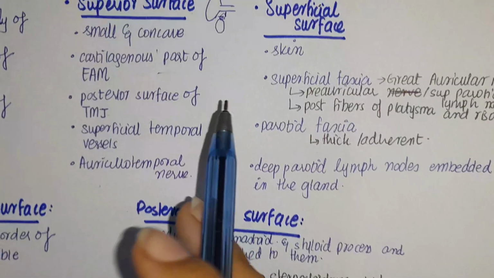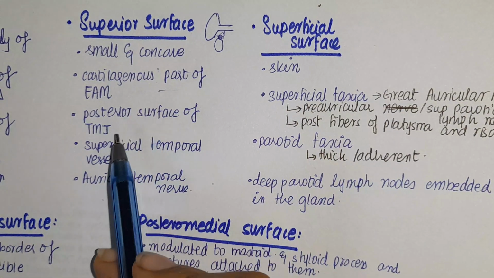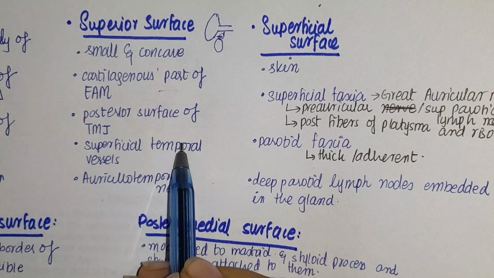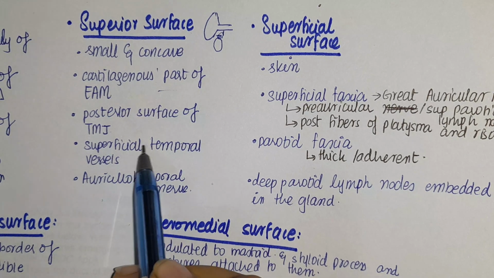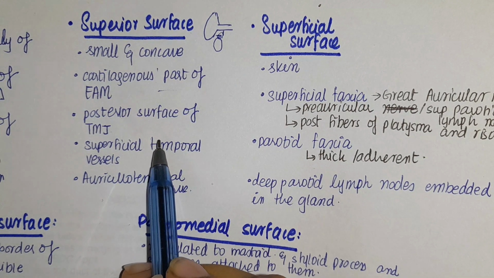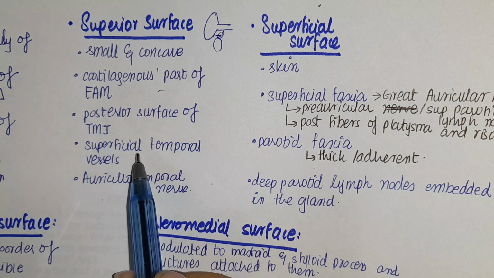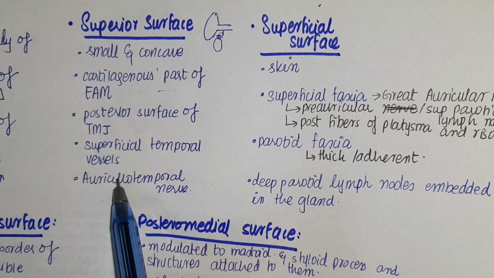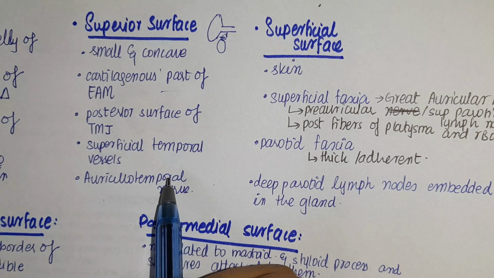After the two bony projections, we can talk about certain vessels. First vessel is the superficial temporal vessels, which are the superficial temporal blood vessels and superficial temporal veins. And then we have a nerve, that is the auriculotemporal nerve. Let us look over here.